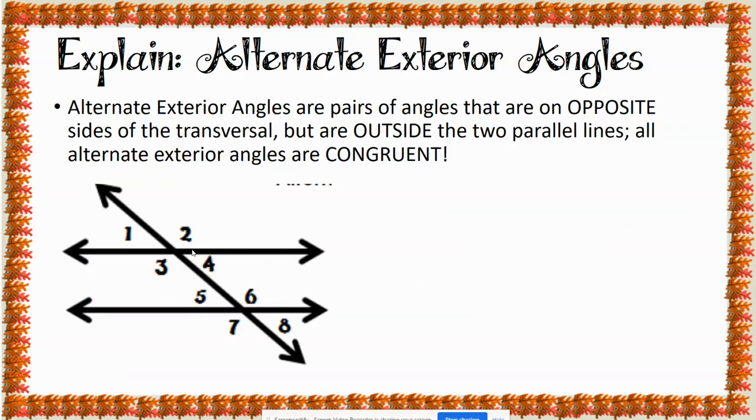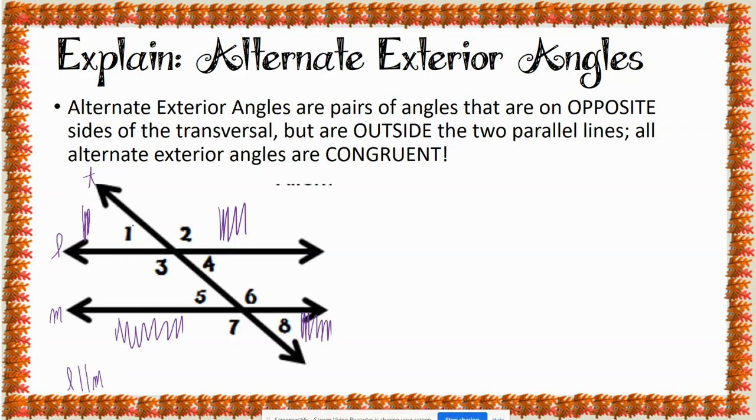Now, alternate exterior angles are angles that are on the opposite sides of the transversal, but they are outside of the parallel lines. So they are also congruent. Now, remember, if this was line L and line M, and if I said that line L is parallel to line M, and my transversal cuts this, well, these would be interior. So everything above and everything below my parallel lines, those are exterior angles.